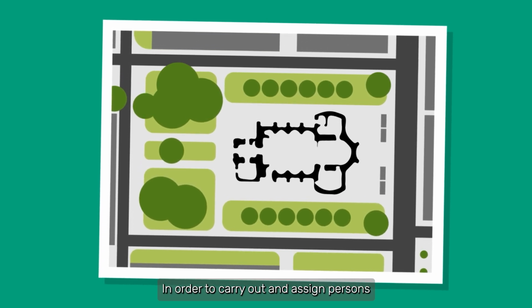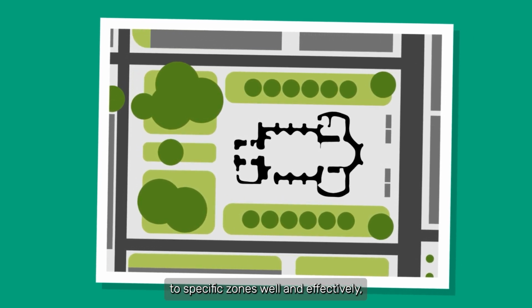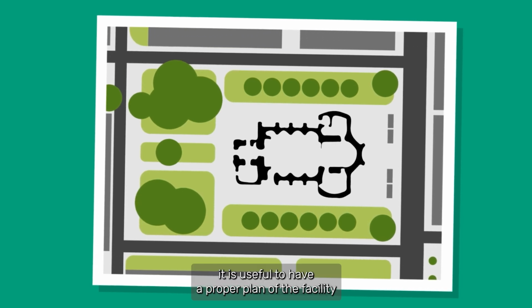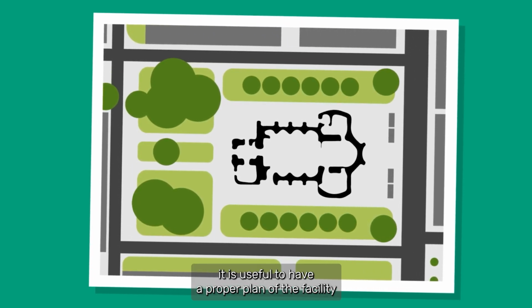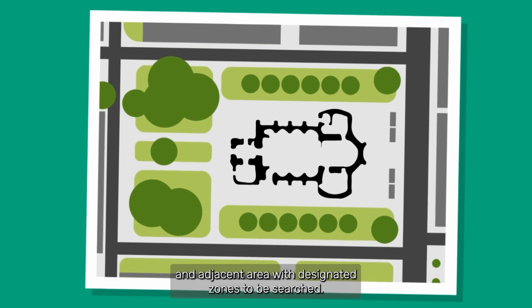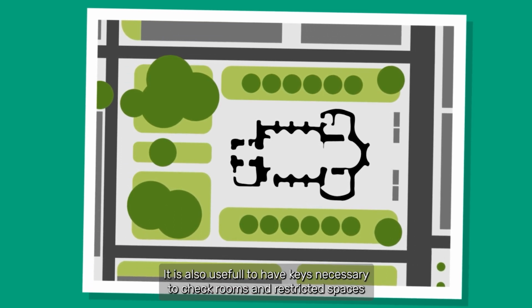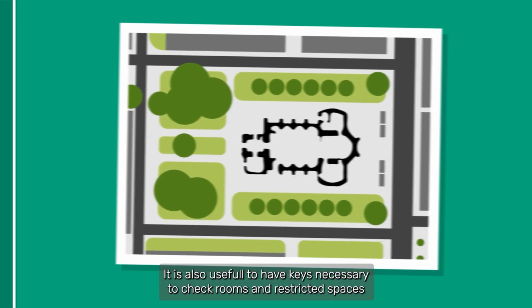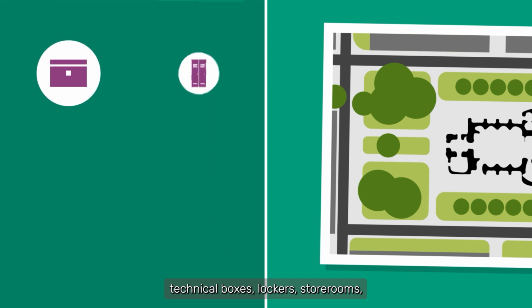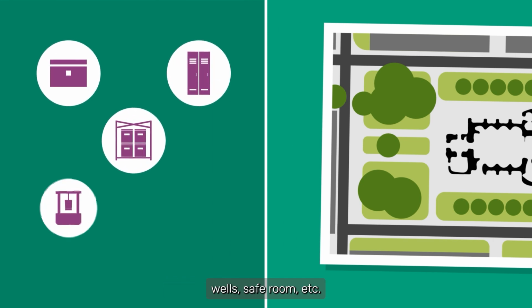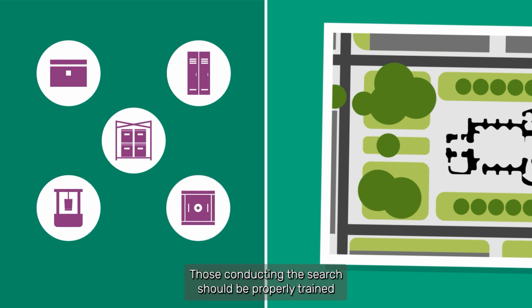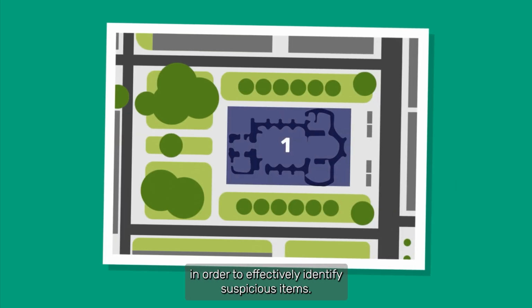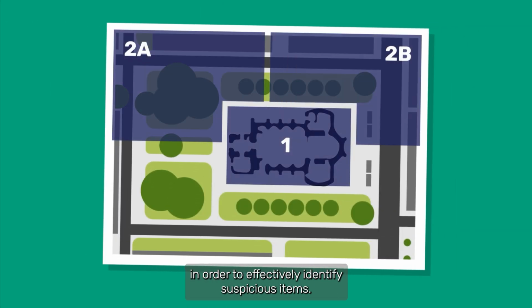In order to carry out and assign persons to specific zones well and effectively, it is useful to have a proper plan of the facility and adjacent area with designated zones to be searched. It is also useful to have keys necessary to check rooms and restricted spaces, technical boxes, lockers, storerooms, wells, safe room, etc. Those conducting the search should be properly trained and prepared for this, and should be well acquainted with the assigned zones in order to effectively identify suspicious items.